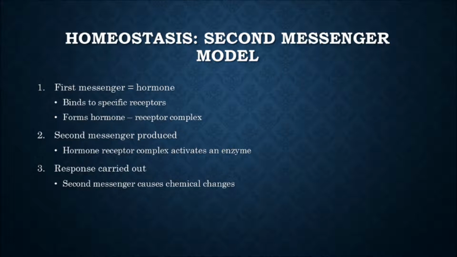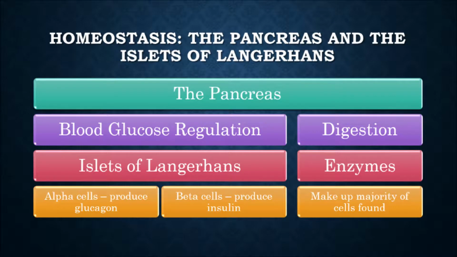The second messenger model is employed when talking about glucose regulation within the bloodstream. The first messenger is the hormone which binds to specific receptors on the cell surface membrane and forms a hormone receptor complex. The second messenger is an enzyme that is activated by the hormone receptor complex formation, and so the response is carried out.